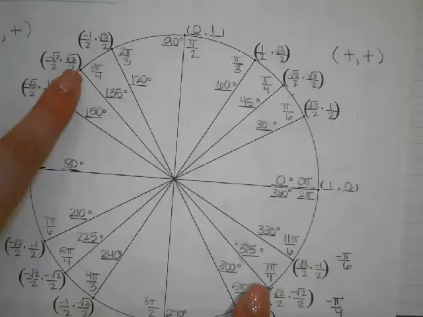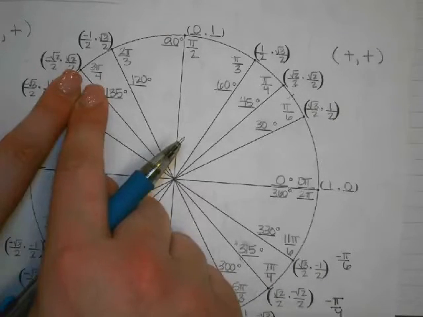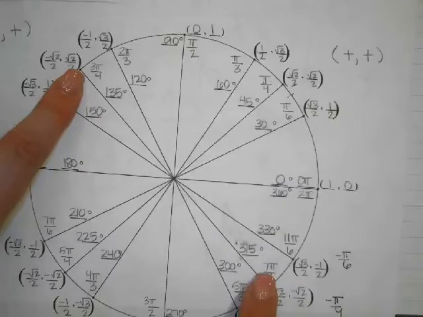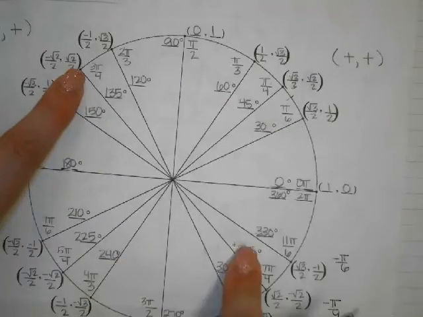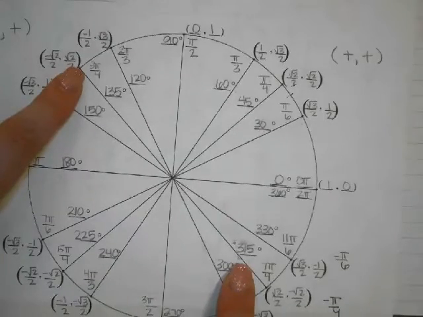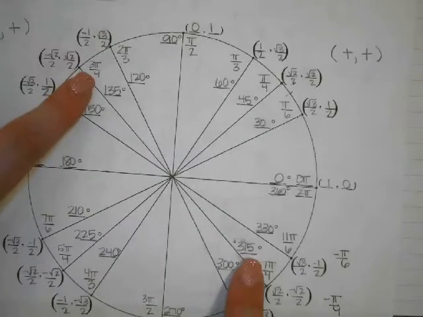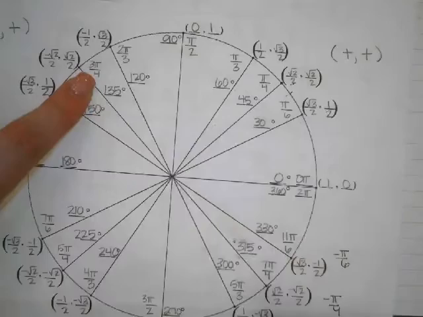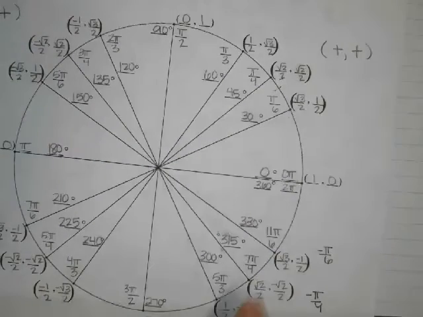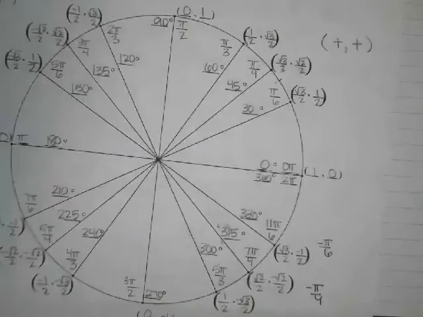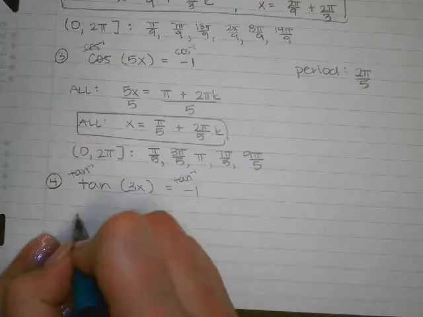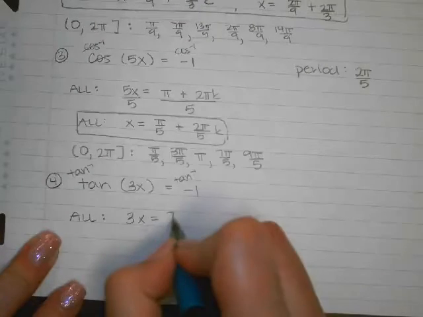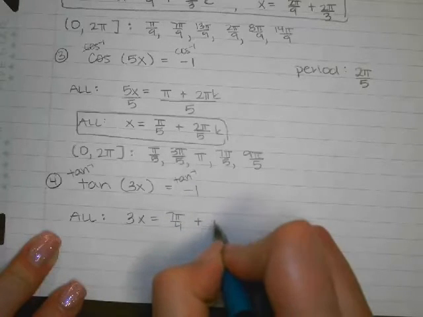So instead of me saying I'm going to have 3 pi fourths plus 2 pi k because the answers repeat this way and repeat this way, and a second answer of 7 pi fourths plus 2 pi k, instead of having two scenarios, I'm just going to choose one or the other of these, and then I'm going to say the answer repeats plus pi, plus pi, plus pi. So I'm going to do one set of solutions instead of two. I'm going to go ahead and use 7 pi fourths because I want to show you guys something. So to solve for all solutions, I'm going to do 3x equals 7 pi fourths plus pi k.